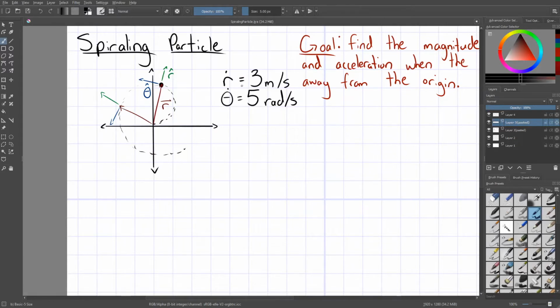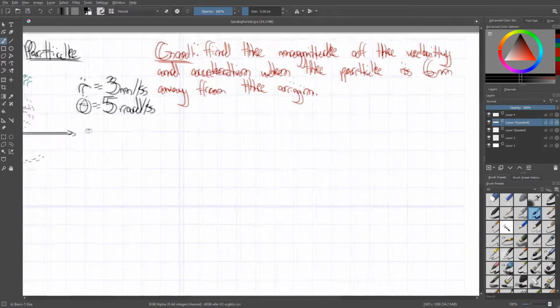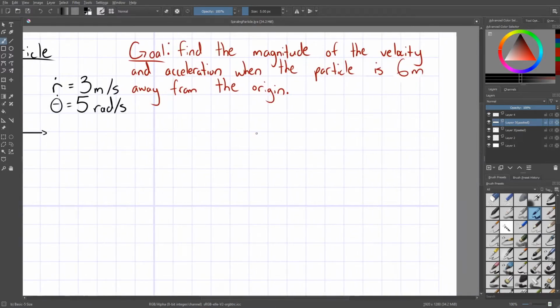Now the conditions for this motion are that it has a radial velocity of 3 meters per second, so it's moving outward at 3 meters per second, and it has an angular velocity of 5 radians per second, right? When you put those two motions together, it creates this spiral. So the goal of the problem is to find the magnitude of the velocity and acceleration when the particle is 6 meters away from the origin.